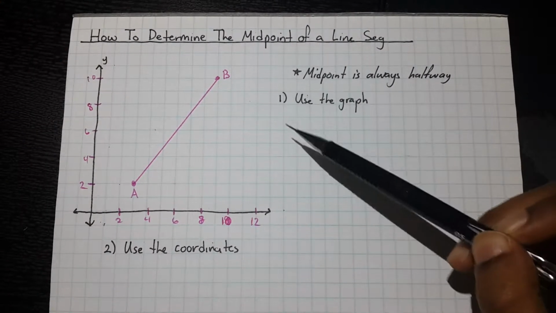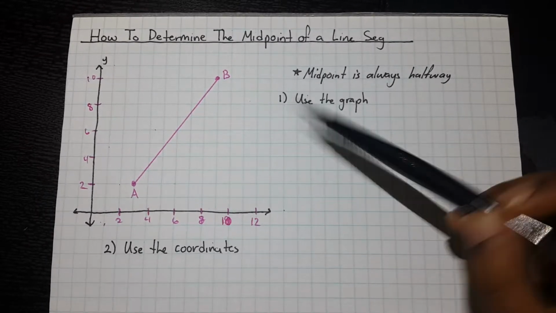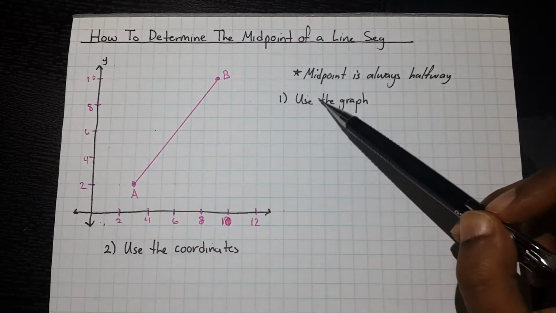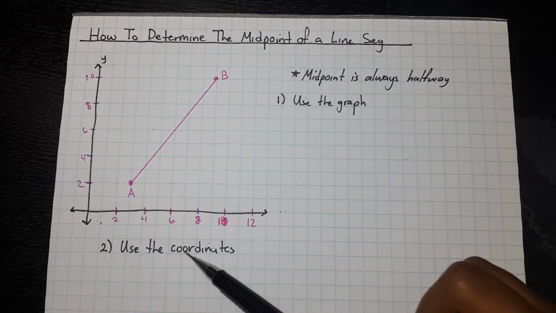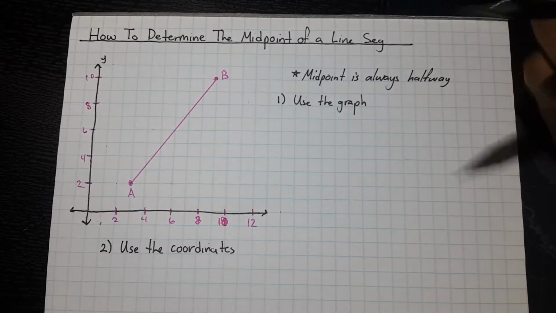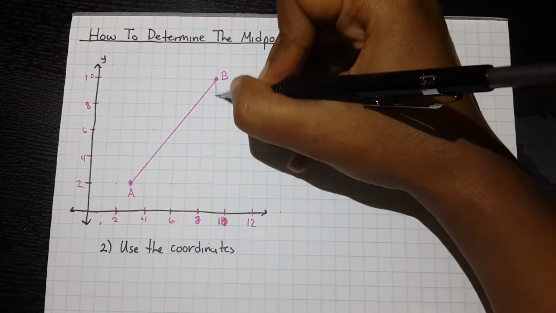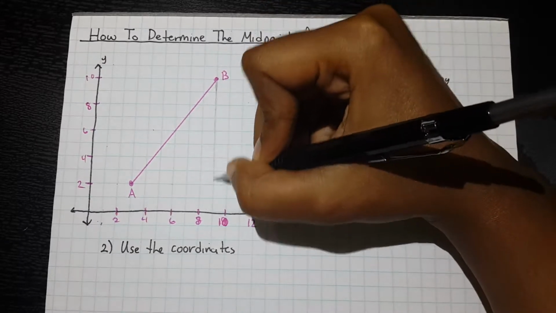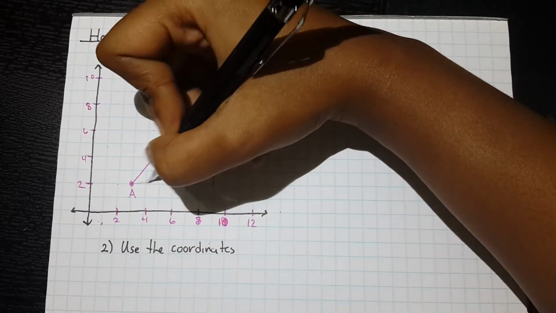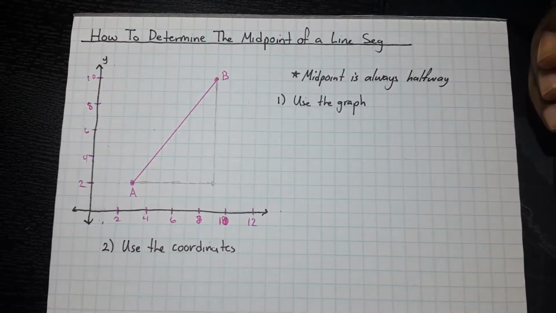So just like the distance formula, there's pretty much 2 ways of solving for the midpoint. First way we're going to go over is how to use the graph, and second way is how to use the coordinate points. So just like the distance formula, if you're using the graph, you want to start off by drawing a right triangle. So let's add that vertical and horizontal side. Okay, and let's just put a point there.